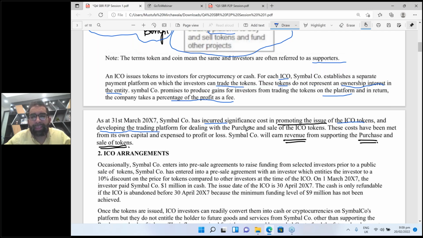For dealing with the purchase and sale of ICO tokens. Okay, these costs have been met from its own capital and expense. Oh, they are very superman people. They book immediately all these costs and expenses, and this we have to discuss in one of the requirements.